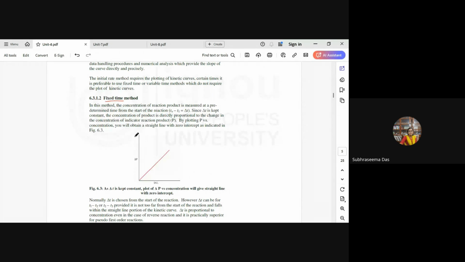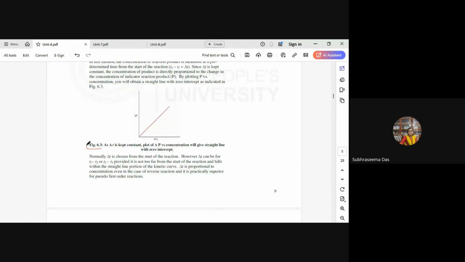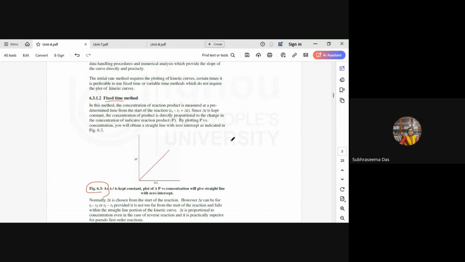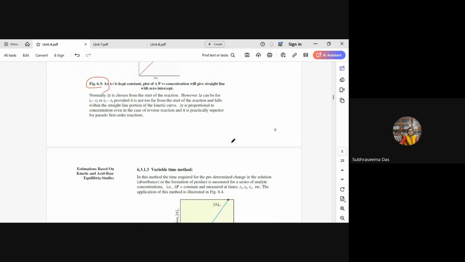So in this case, we keep the delta T constant. That is the concentration of the reaction product. It is measured from the start of the reaction, and since here delta T is constant, the concentration is directly proportional to the change in the concentration of the product. So here, by plotting the product versus the concentration, we see a straight line with zero intercept. Here it is shown in figure 6.3. This is the advantage of using the fixed time method, where delta T remains constant.